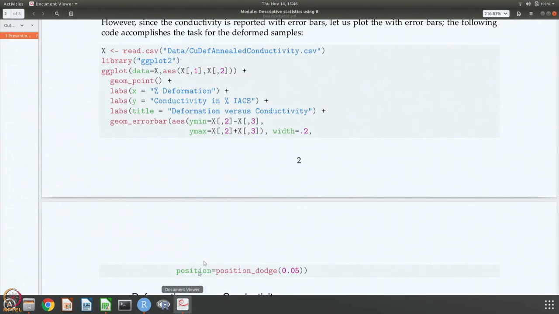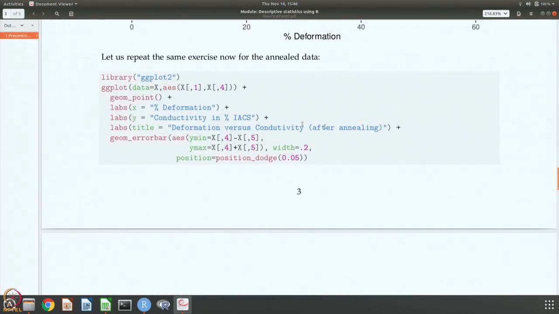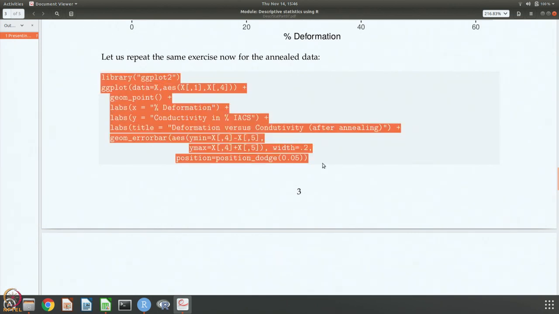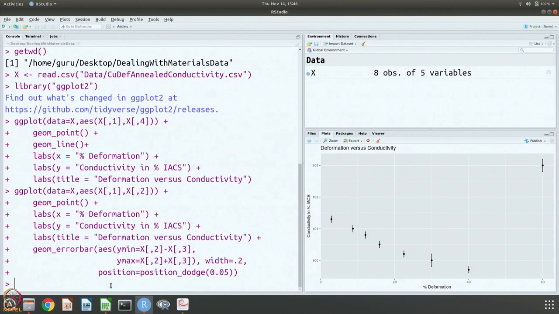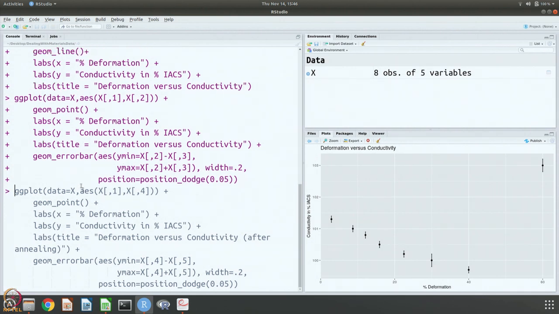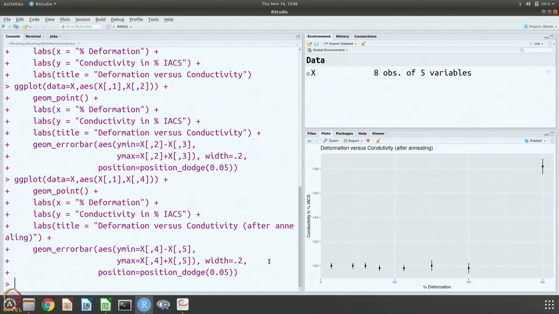Anyway, so that is one. And let us do now for the annealed sample. And it is the same kind of plot. So we have the data, and we are saying 1 to 4, and the error bar is given by the standard deviation, which is in the fifth column, and we are plotting with geometry.